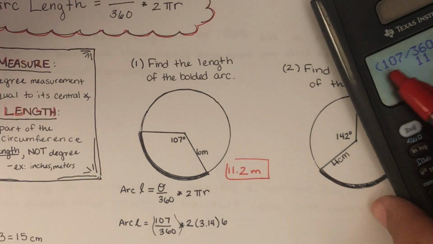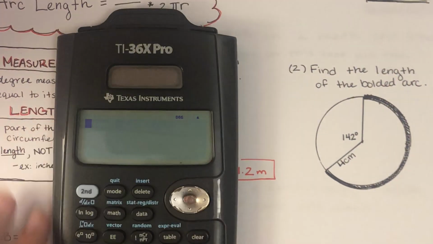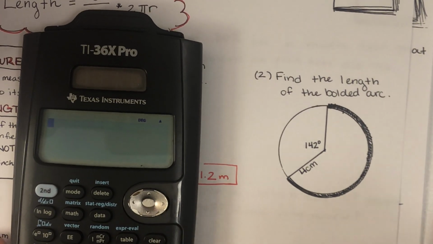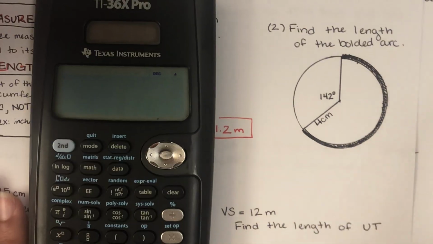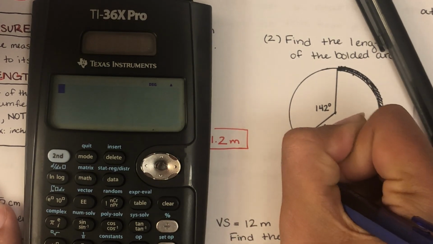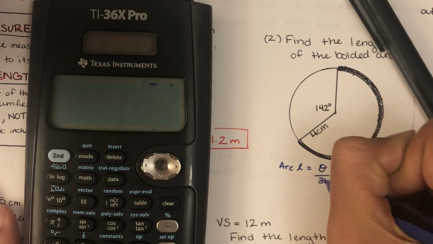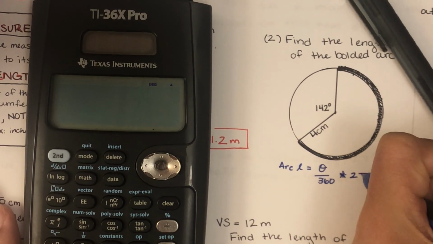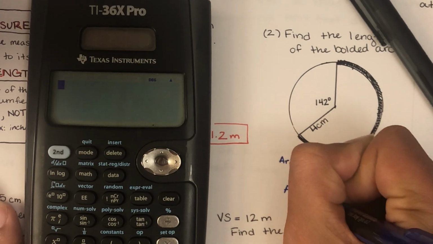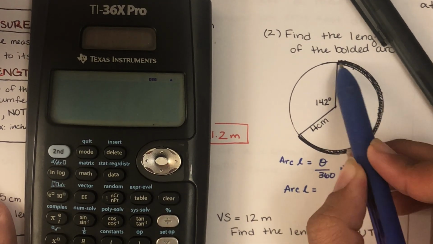All right. You can pause the video if you would like and try this one, but I'm just going to get right into it. So now, they want us to find the length of the bolded arc. I am, again, going to bring out my formula. Arc length is equal to theta over 360 times 2 pi r. I'm going to plug in things that I know. I don't know the arc length, so I just rewrite it. Instead of theta, I'm using the angle of the bolded.